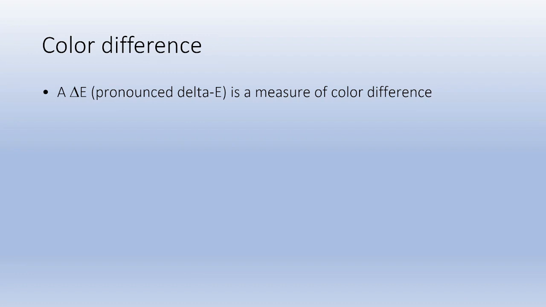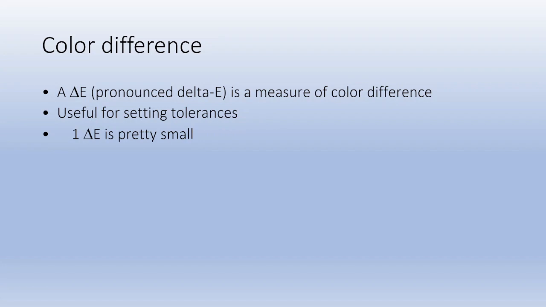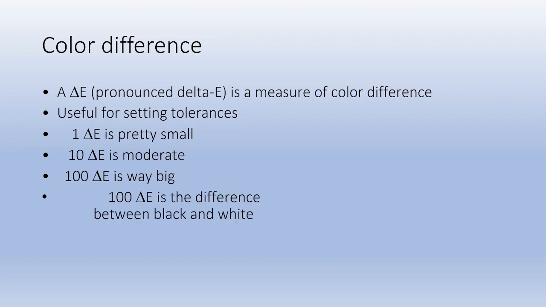Still, we can make some generalizations about color difference. A delta E is a measure of color difference. It's useful for setting tolerances. And 1 delta E is pretty small, kind of like a just noticeable difference. Delta E of 10 is fairly large. Well, moderate. It means you're talking about a different color. You would probably give it a different name. And 100 delta E is like way big. The difference between pure white and pure black is 100 delta E.